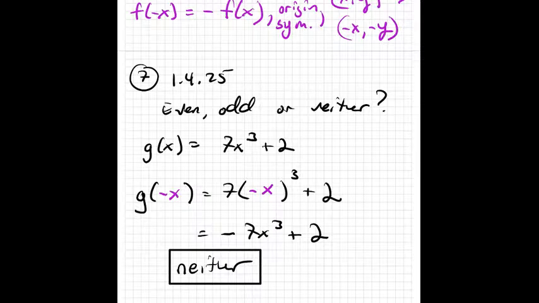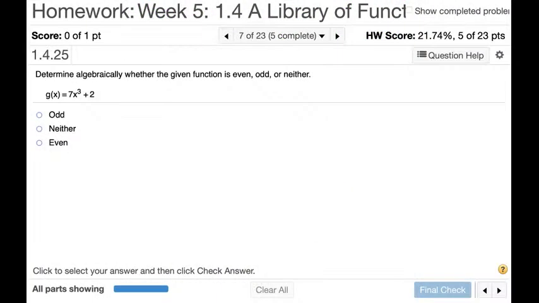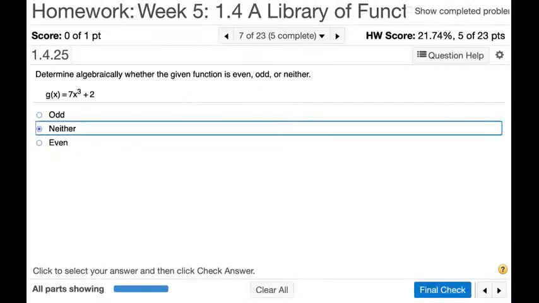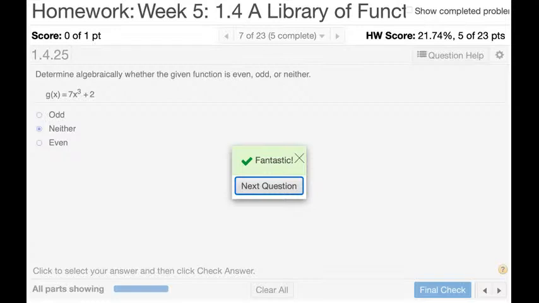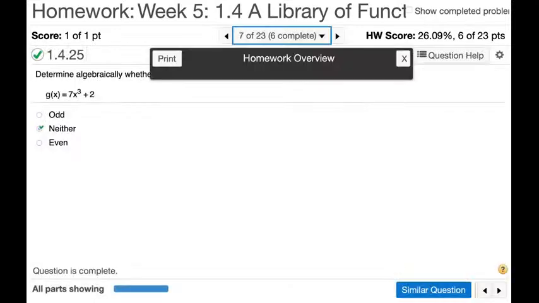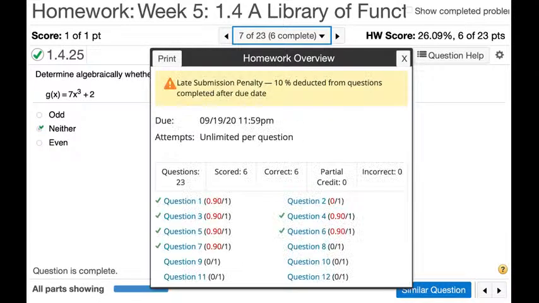So let's go here. Get somebody in the chat. Number 10. Okay, we'll do number 10 next. Let's hop back to Pearson. Okay, we said it was neither. Check that one. All right, let's hop over to number 10. Numero 10 is this one.